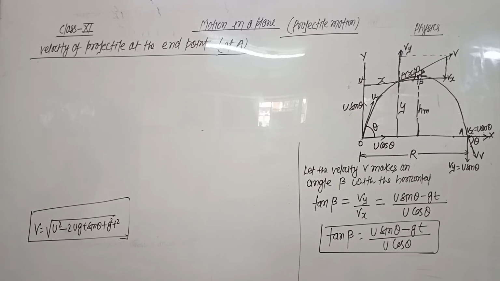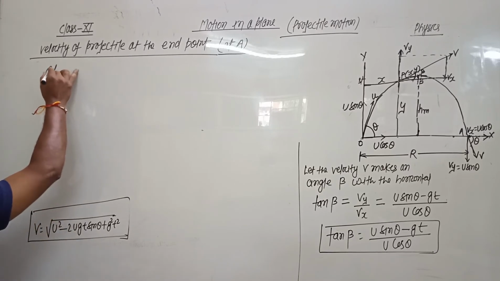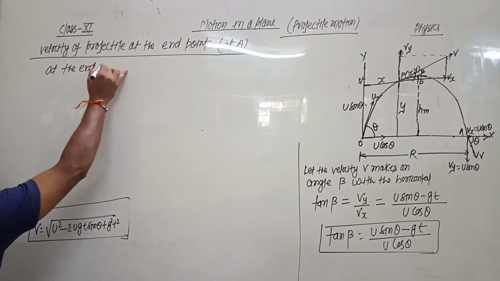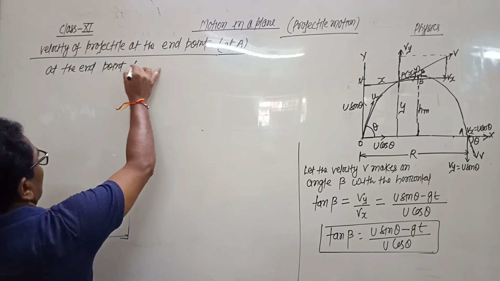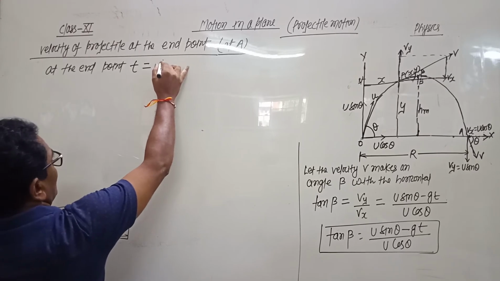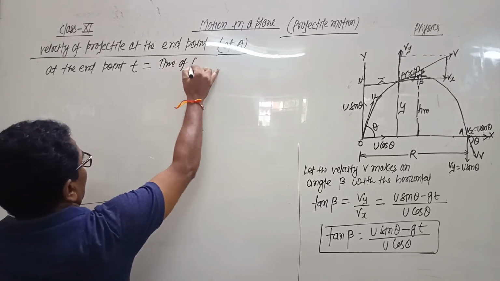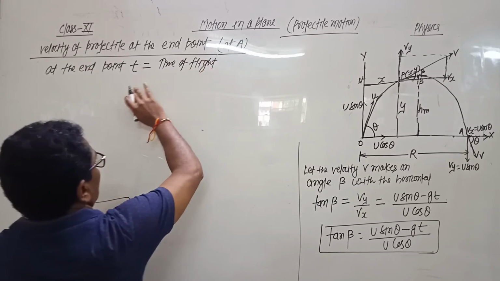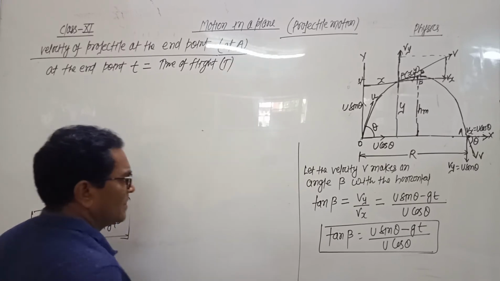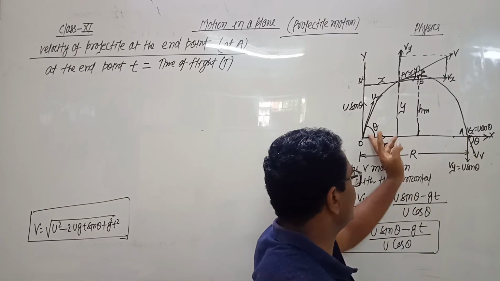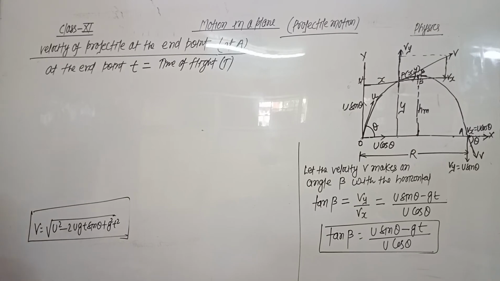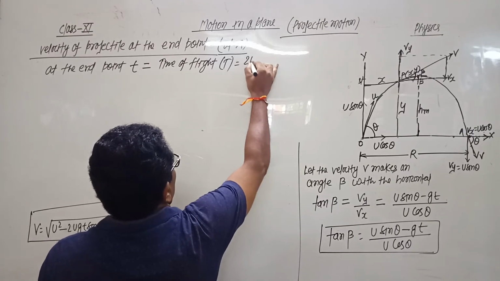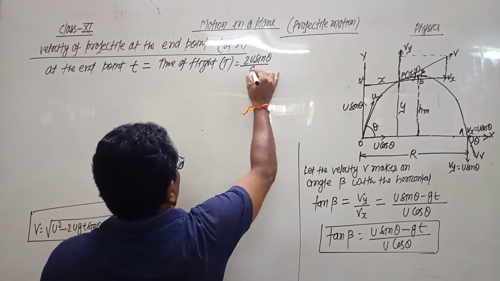we know that at the end point, the time taken by the projectile, t, is equal to the time of flight, capital T. At the end point A, the total time taken becomes the time of flight, capital T, and the time of flight, capital T, is equal to 2u sin theta upon g.